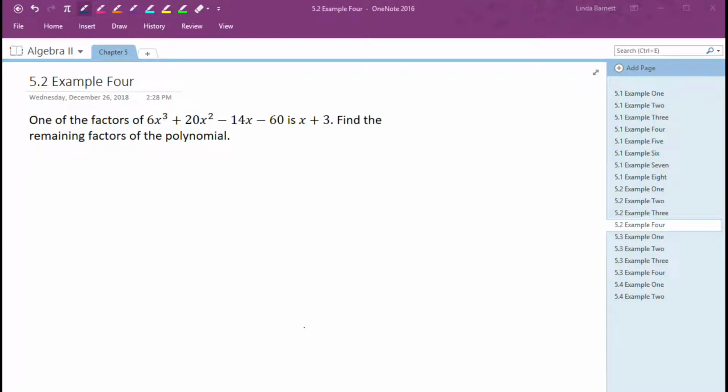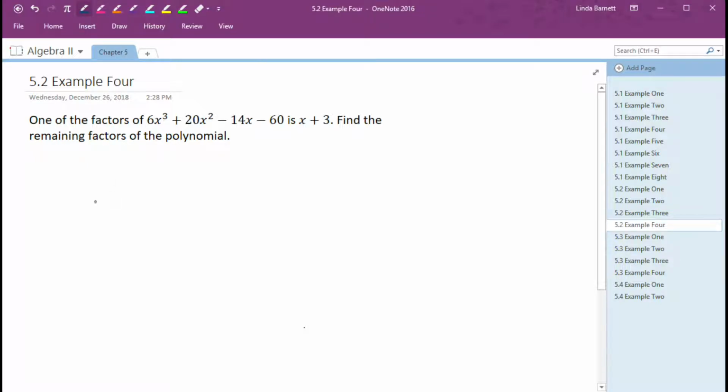One of the factors of 6x cubed plus 20x squared minus 14x minus 60 is x plus 3. Find the remaining factors of the polynomial. So my favorite way to divide is synthetic division. So I'm going to divide this term into this first.